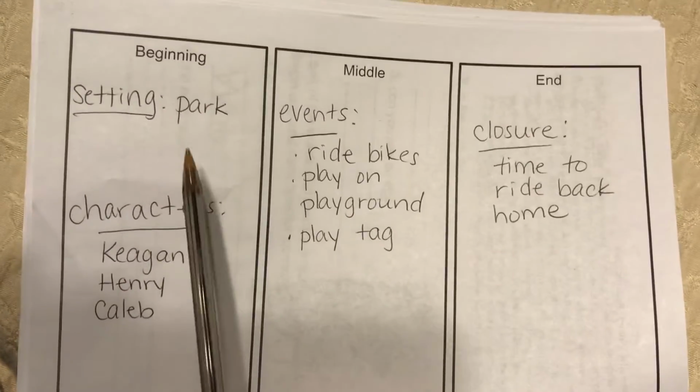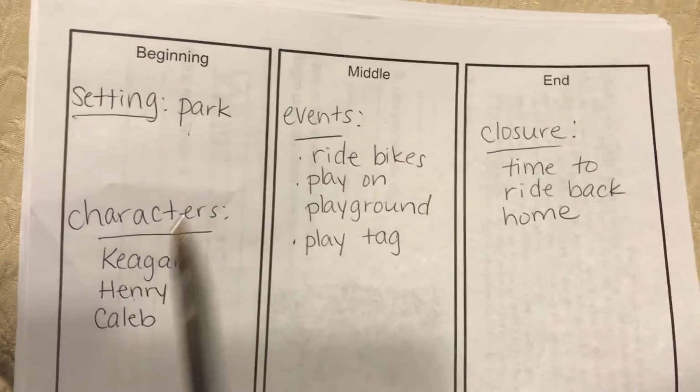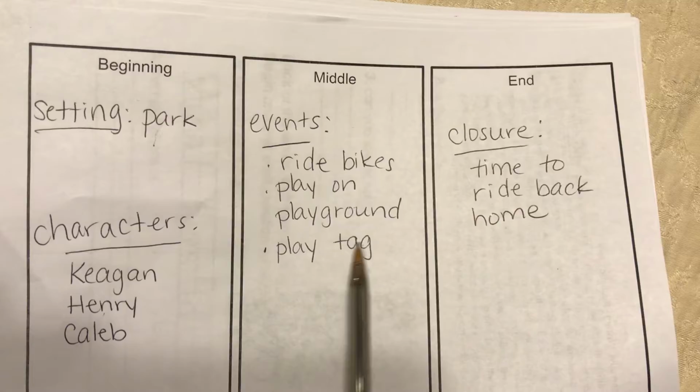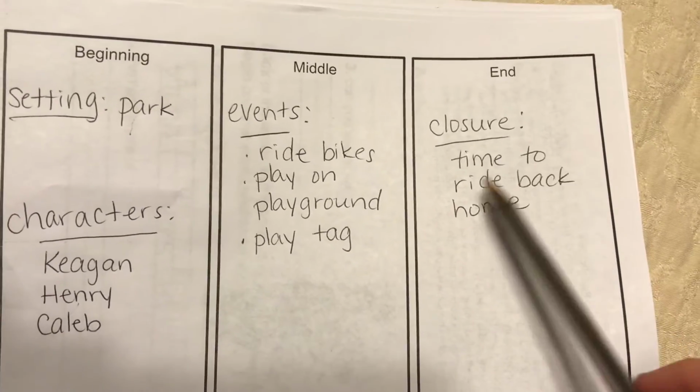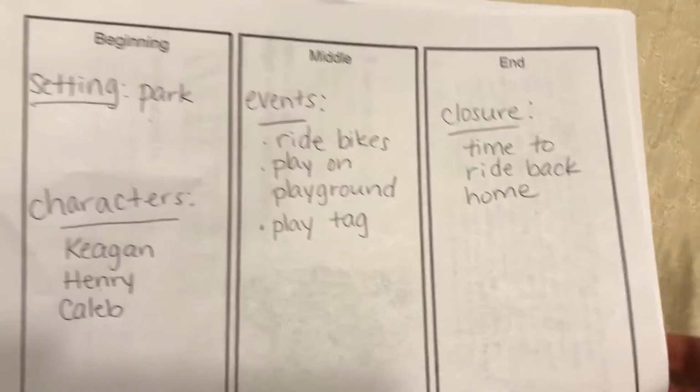Okay, we're going to go to our pre-write from yesterday. Here's my pre-write. The setting was park. Characters were Keegan, Henry, and Caleb. In the middle, here are some events. They ride bikes, they play on the playground, they play tag, and then in the end, it has some closure, time to ride back home. Okay, so those were my ideas I came up with yesterday.